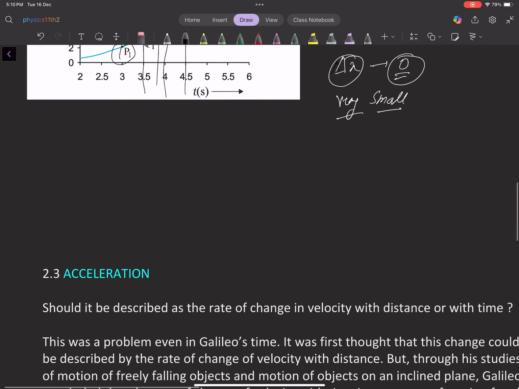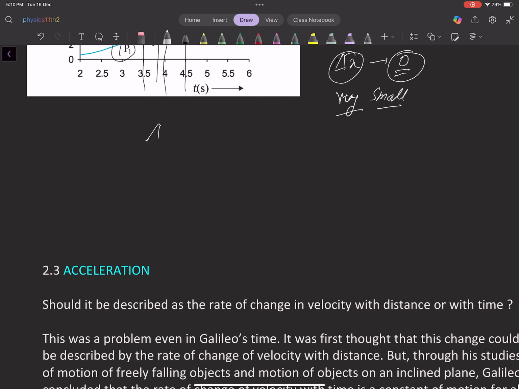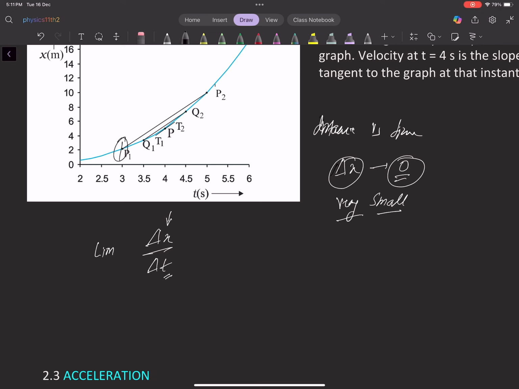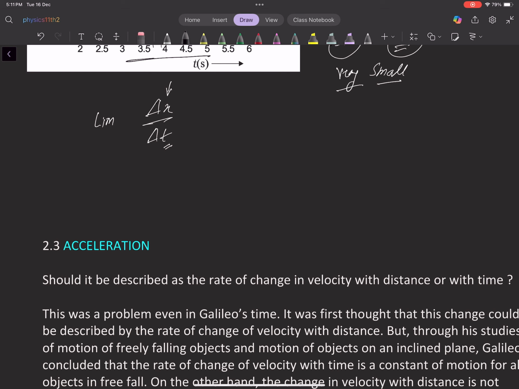So how do we define this very small delta x upon delta t? What we will do is make this delta x very small. It means we will put a limit, right? What limit will we put? We will decrease the time duration. Initially it was P1 and P2, you see the time. Now we decrease to Q1, Q2, this is the time now. Then T1, T2. So we are decreasing the time interval. So what we will do here, we will put the limit of delta t tends to 0.